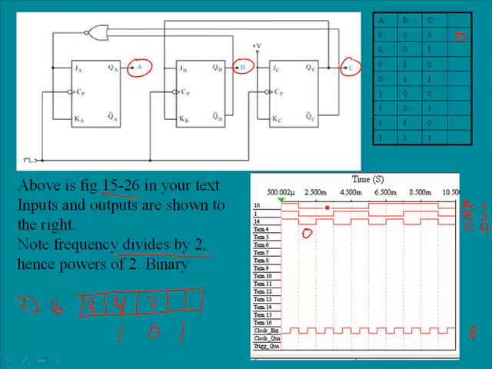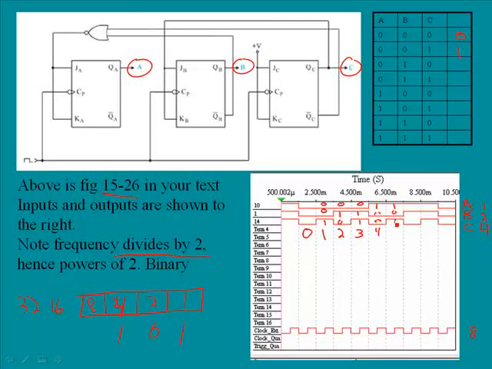And then the next one, we have a 0, a 0, and a 1. And that would be the 1, which is right here. And then we go on. Here we have a 0, 1, and a 0. That would equate to 2. And let's see, then we have a 0, 1, 1. That would be 3. And a 1, 0, 0. That would be a 4.